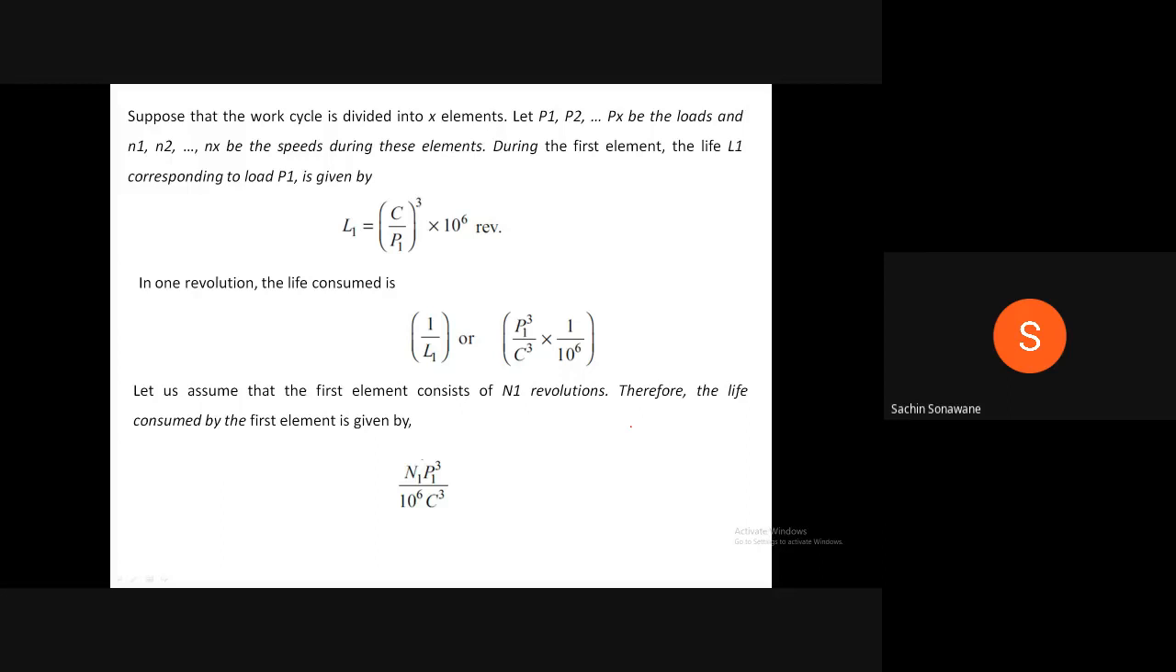In one revolution, the life consumed is 1 divided by L1, or P1 cube divided by C cube into 1 upon 10 raised to 6. Let us assume that the first element consists of N1 revolutions. Therefore, the life consumed by the first element is given by N1 P1 cube divided by 10 raised to 6 C cube.